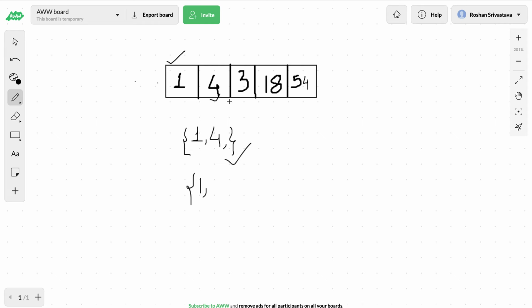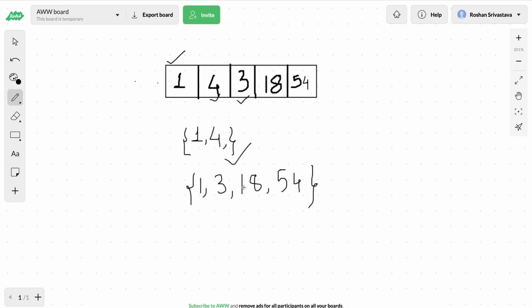Now let's talk about the other case. Once we pick 1, can we pick 3 instead of 4? Let's see what happens once we pick 3. Now that we have picked 3, can we pick 18 as well? Let's try to divide 18 and see. Yes, 3 is dividing 18, so we can pick 18 also. Now can we pick 54? 3 is dividing 54, and yes, we can pick 54 as well.